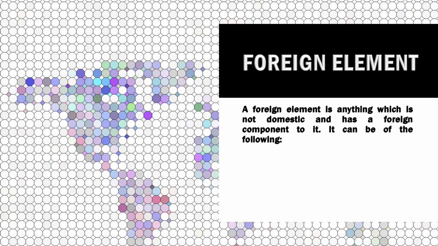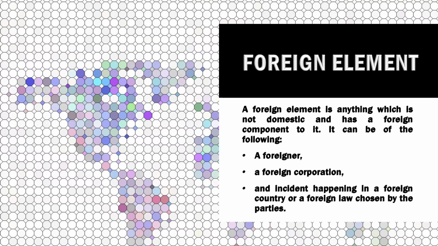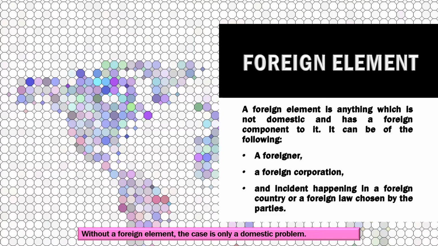A foreign element is anything which is not domestic and has a foreign component to it. It can be a foreigner, a foreign corporation, an incident happening in a foreign country, or a foreign law chosen by the parties. Without a foreign element, the case is only a domestic problem.